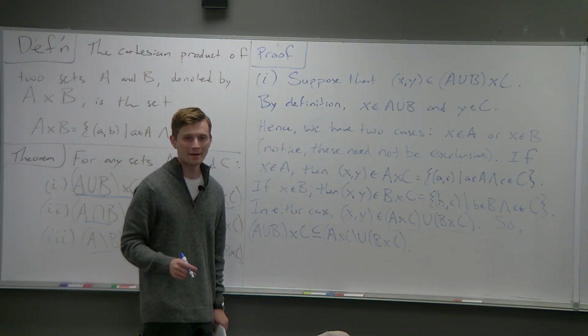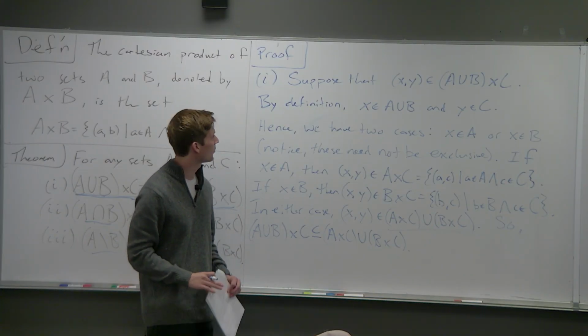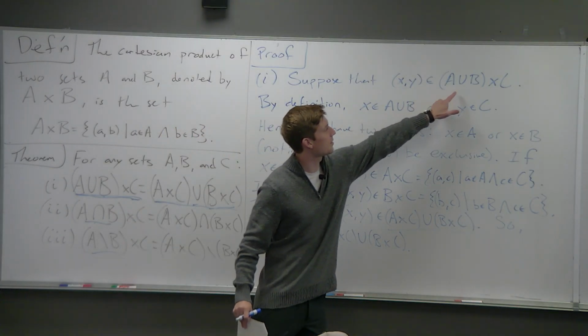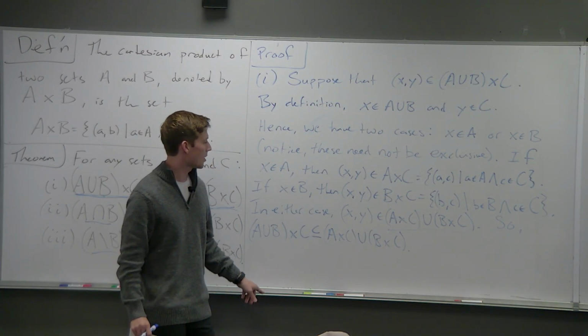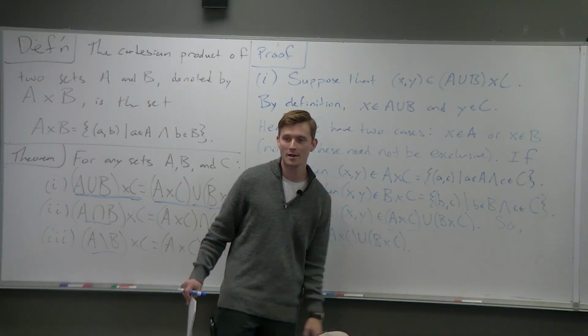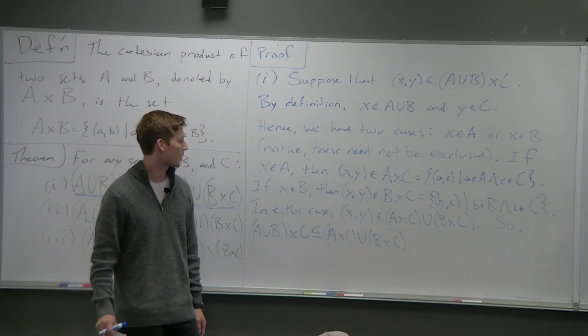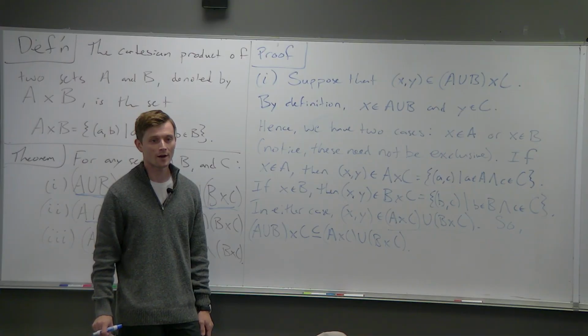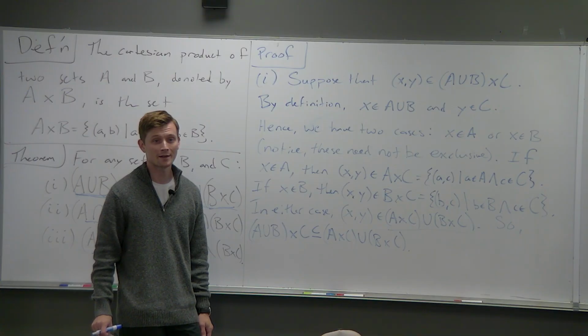All right, here we go. Not so bad. We started out with something in (A union B) cross C, and we showed that it necessarily belongs to (A cross C) union (B cross C). So we have one containment right there. All right, let's do the reverse direction. Yeah? Okay.